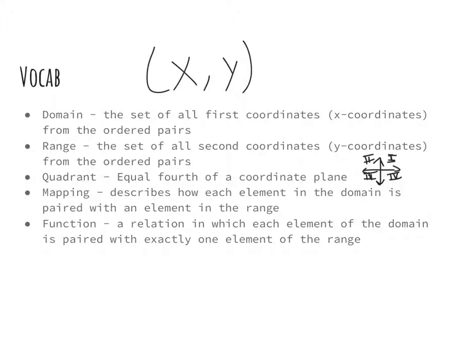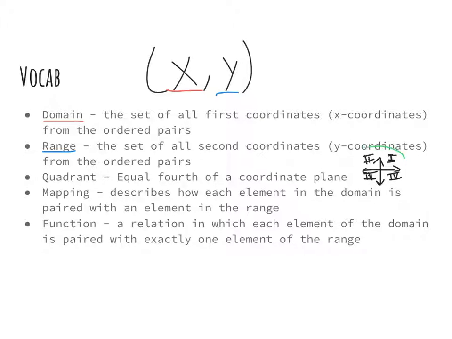The first one we have is domain, and that's going to be the set of all of the first coordinates, or our x coordinates from the ordered pairs. Our second term is range, and that is the set of all of the second coordinates, or y coordinates from the ordered pairs. Our third term is a quadrant, equal to one fourth of a coordinate plane.